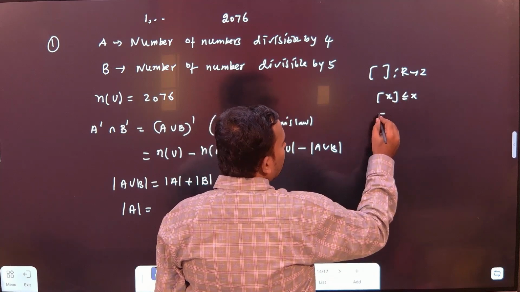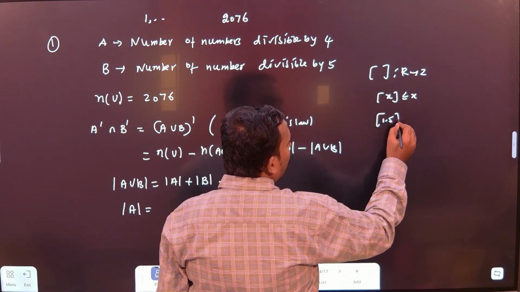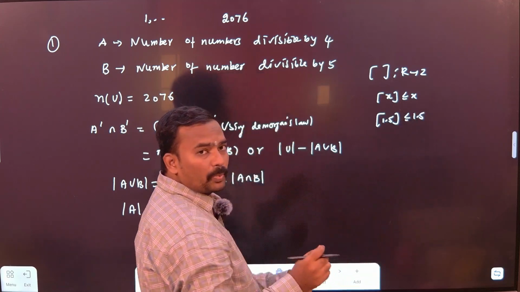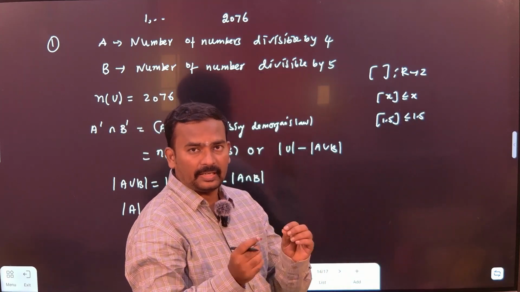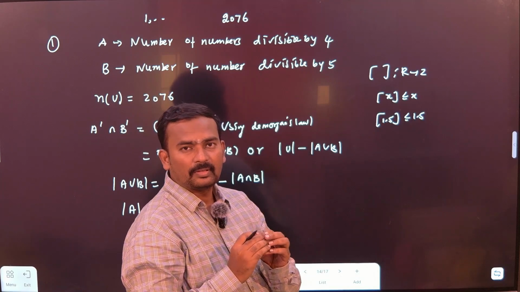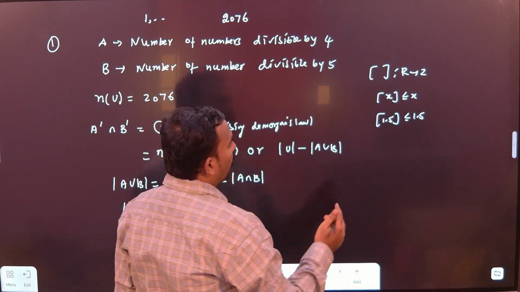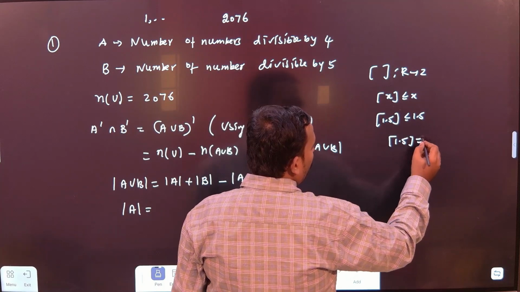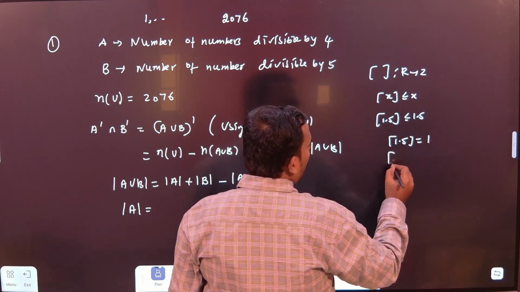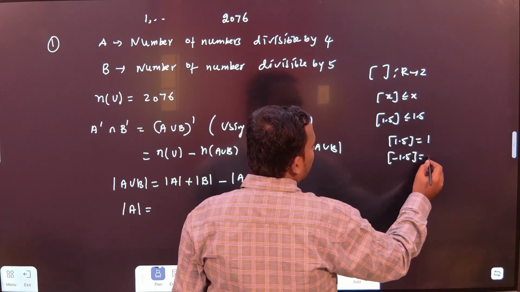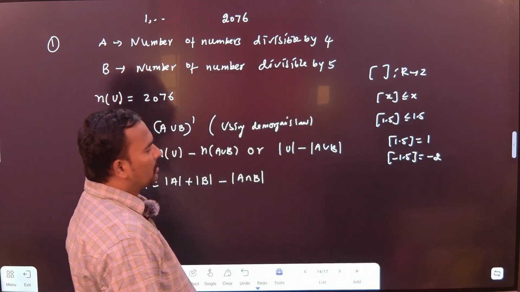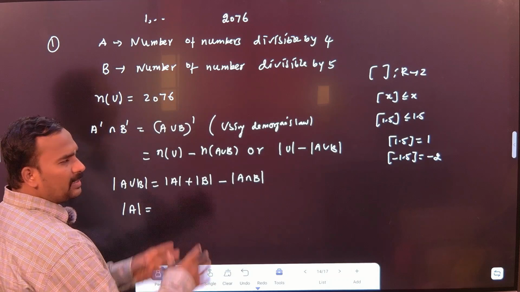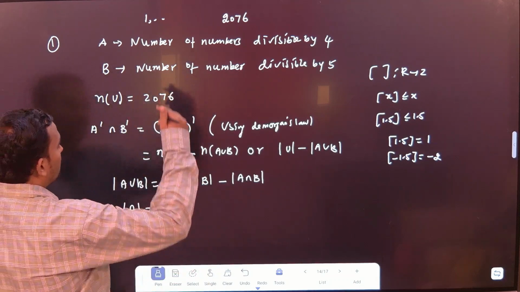x. For example, if I take 1.5, 1.5 is not an integer. Which is the greatest integer less than 1.5? It is 1, right? So the greatest integer function of 1.5 is 1. For minus 1.5, the greatest integer is minus 2. Clear? Okay.